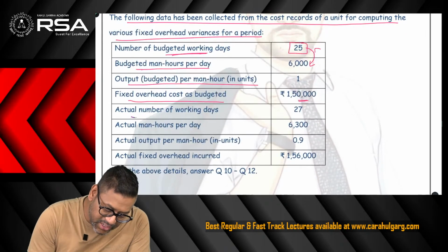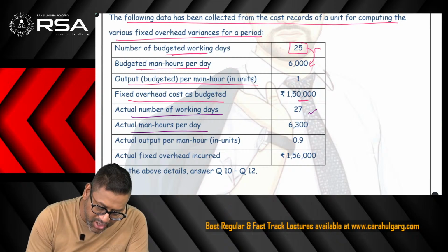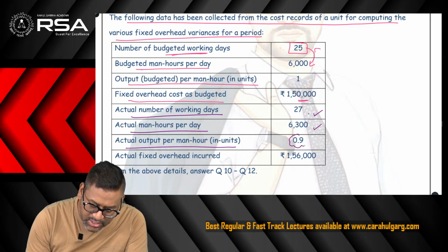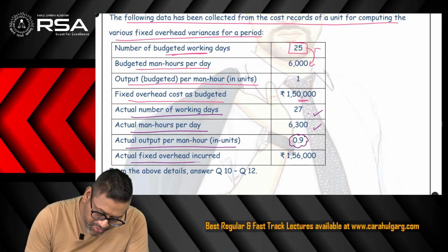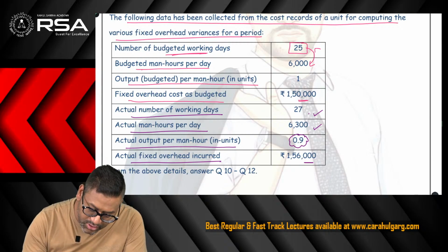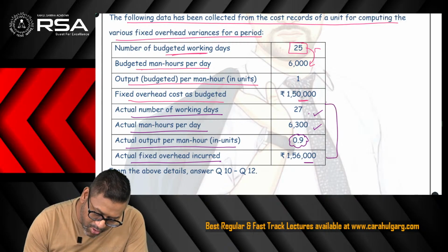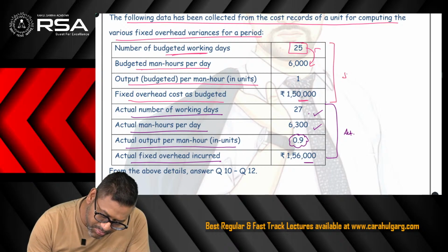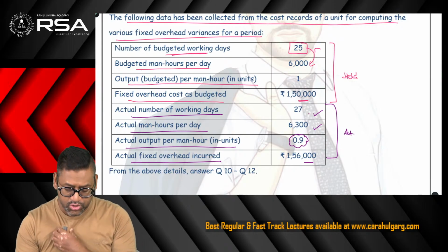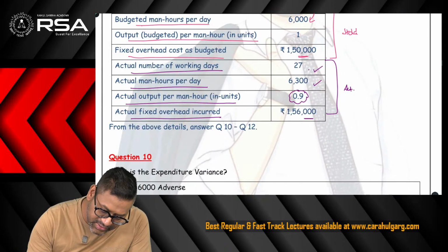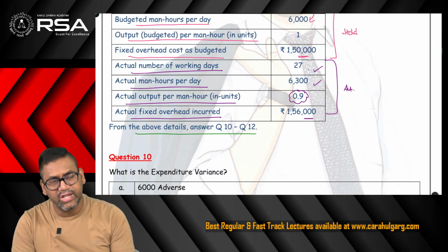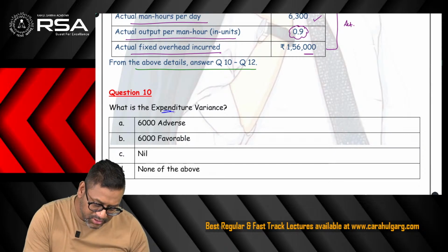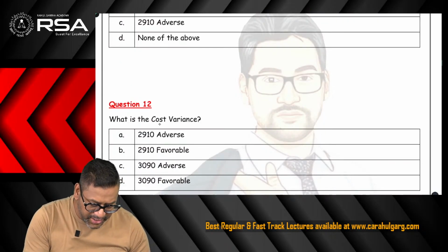Now it says actual days we have worked 27, actual man hours per day have been 6,300, and in 1 hour the actual output has been 0.9 unit. Actual fixed overhead incurred have been 1,56,000. So this data is all about the actuals, whereas the above four rows represent the data with respect to the standard. So question says to us, from the above details you are required to answer question number 10, 11 and 12. We have to answer 3 questions. So it says what's the expenditure variance, then it says volume variance and cost variance.